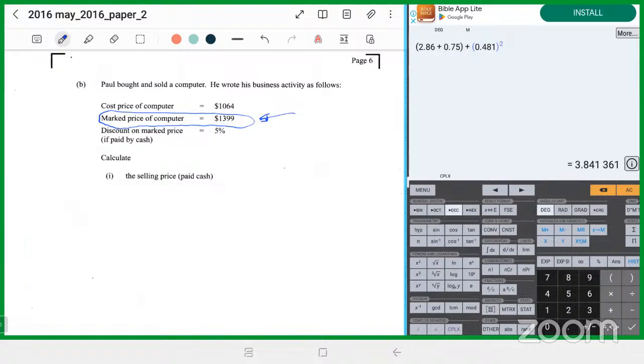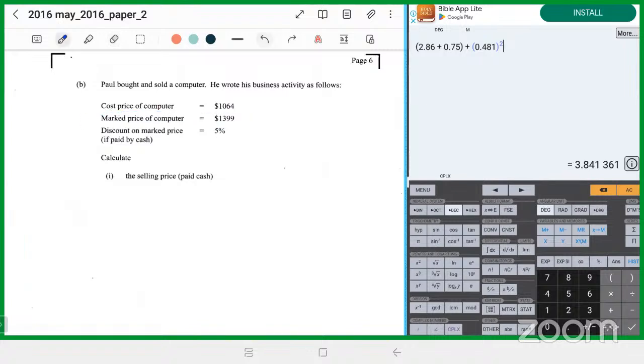When you go in a store and see a price on the items, that is what we call the marked price. But they don't necessarily sell it for the marked price. Sometimes they can give you a discount on that marked price. So the marked price, the price that he placed on the item, is this.